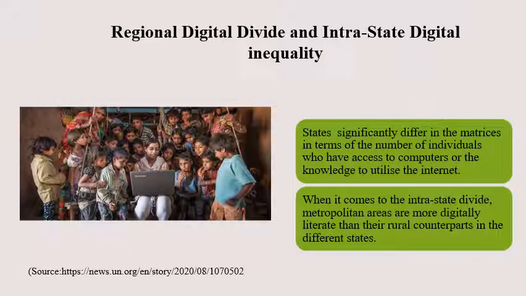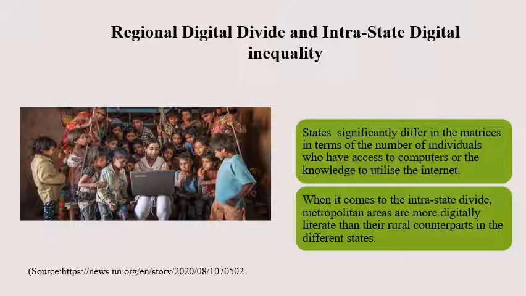Regional digital divide and intrastate digital inequality. States also significantly differ in the matrix in terms of the number of individuals who have access to computers or the knowledge to utilize the internet. Digital literacy is higher in southern states than it is in the northern ones. Kerala is the state with the least distinction between rural and urban areas, and it has more computers than any other state in rural areas.